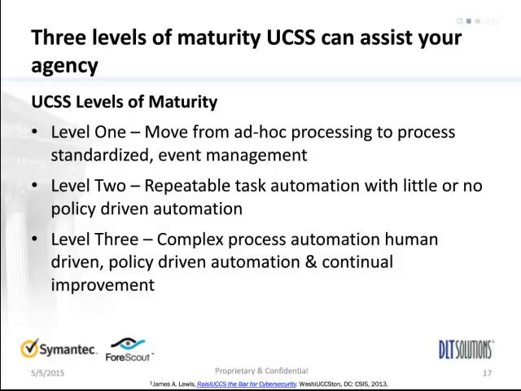Event management is another level 1 maturity item. It really needs to be in place. What we mean by that is that we know what's on our network, and our events are coming into our systems.